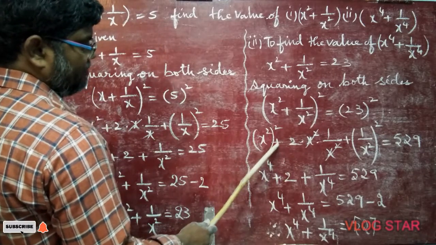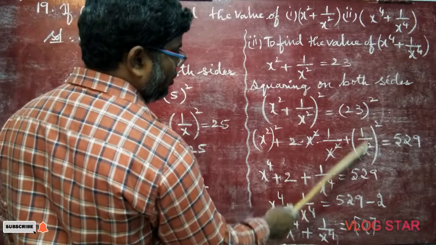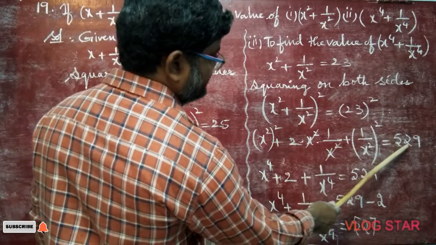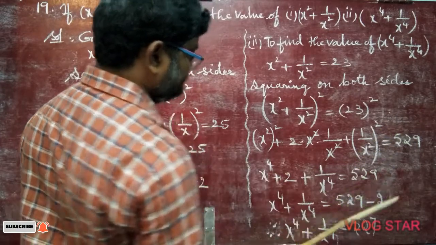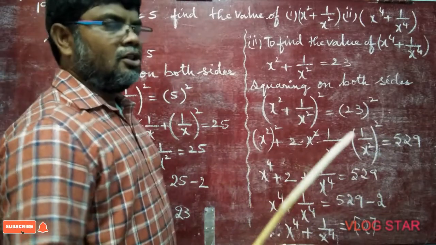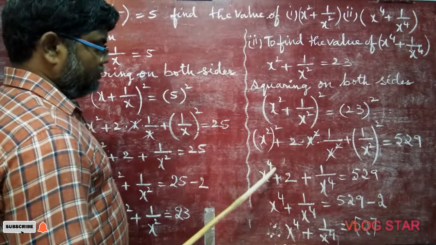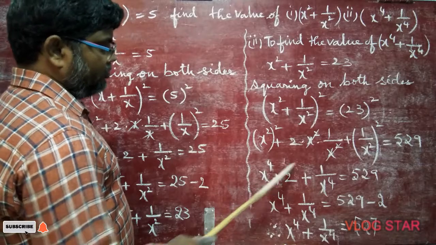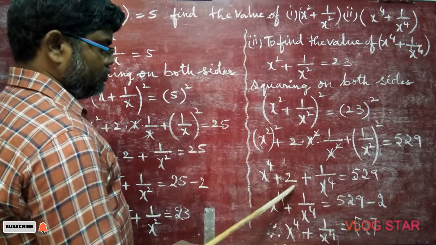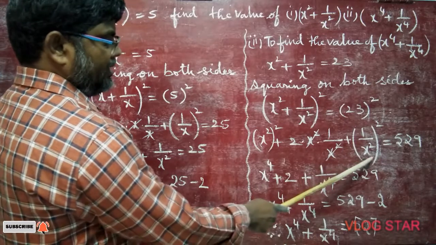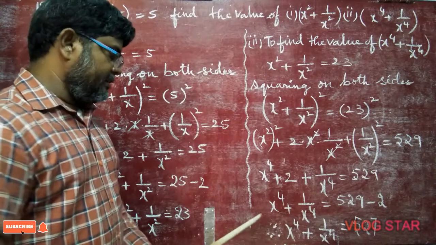(x²)² + 2 · x² · 1/x² + (1/x²)² = 23², and 23² is 529. Do it on the side of the problem, 23 into 23. Otherwise, memorize the squares of 1 to 50. Now (x²)² means x⁴. The x² cancels, and 2 ones are 2, plus 1 square means 1. (x²)² means x⁴, = 529.